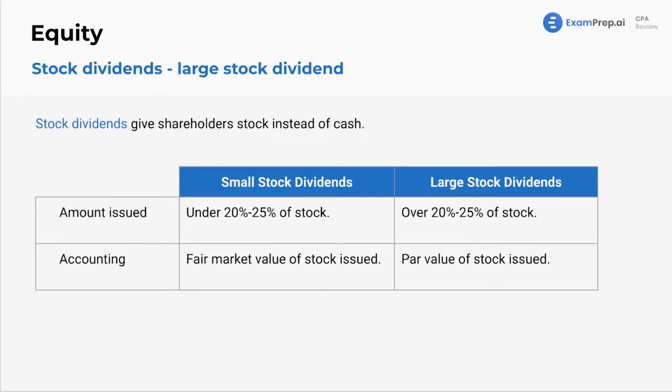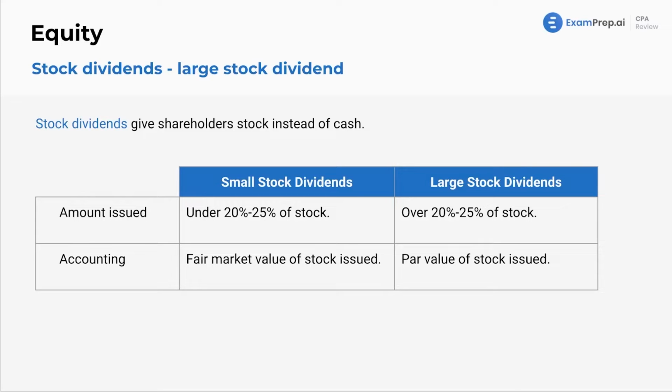Stock dividends. Well, we've got large stock dividends and small stock dividends. So stock dividends, as we said with the Tesla example, give shareholders stock instead of cash. Why? Again, maybe you just don't want to give out cash. You're a little cash strapped at the moment, but you do want to reward investors. So you give them some stock.